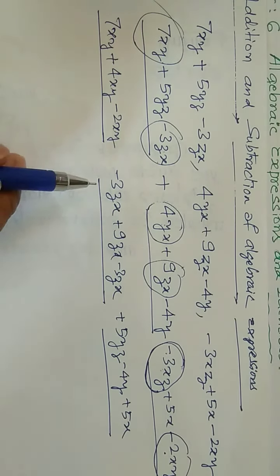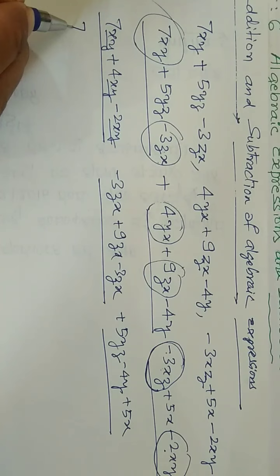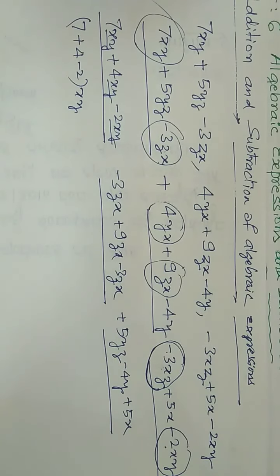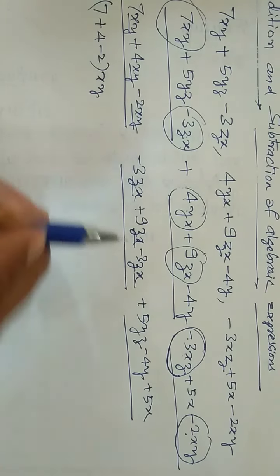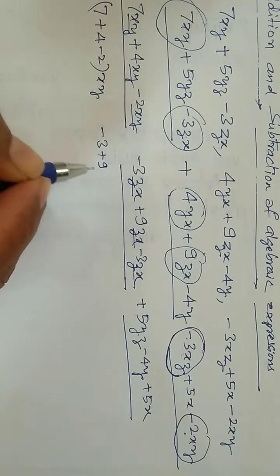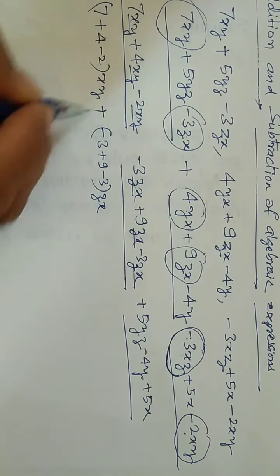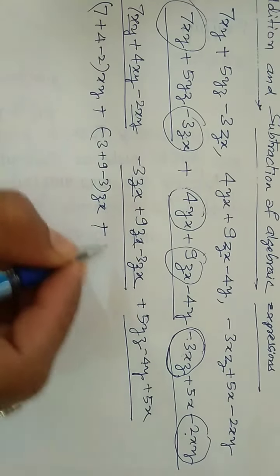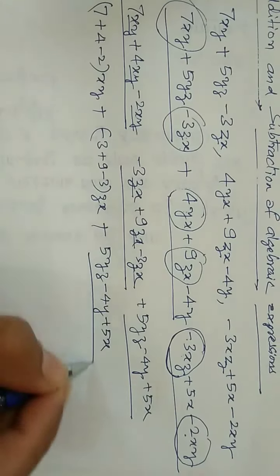See, these like terms I have to add. Let us add. So xy, xy, xy is there. All the constants, 7 plus 4 minus 2, I have to group, and xy, the common factor, is taken outside. And xz, xz, xz is there. I have taken this xz outside, and all the coefficients, that is minus 3 plus 9 and minus 3, remained. I have taken them in a group, with zx as the common factor. And all the unlike terms, 5yz minus 4y plus 5x, are as they are.